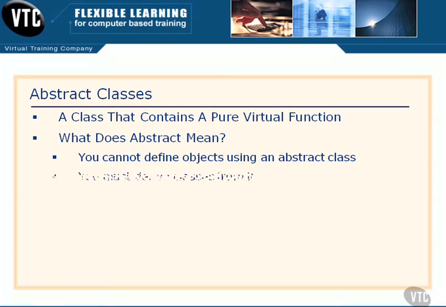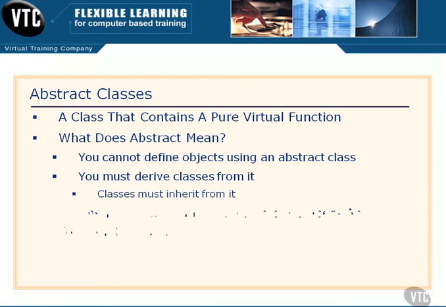All right. Now, what that really turns into is a base class that simply must be inherited from to be able to use any of the functionality that might be in it. So an abstract class is one that you must derive a class from to be able to use it. Before you can use an abstract class, you will have to build another class that inherits from your abstract class.